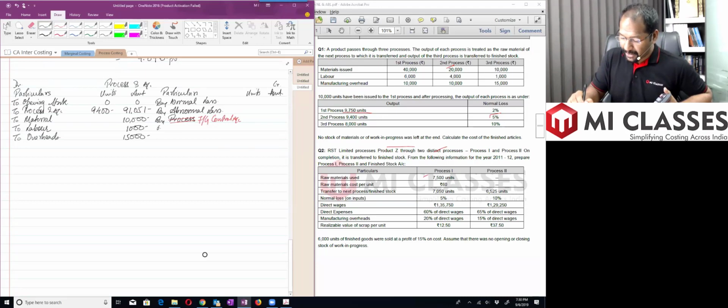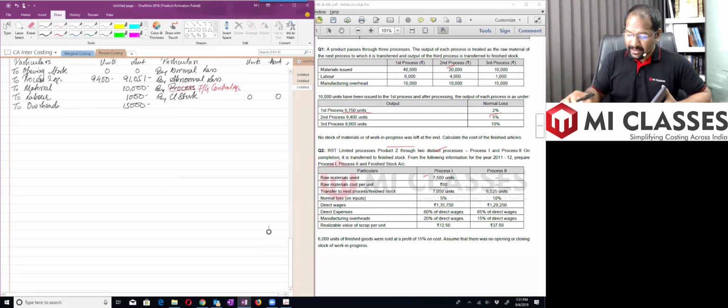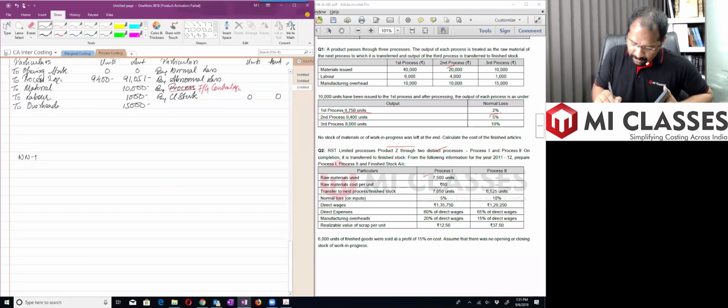Next one. By closing stock. Like we know, we don't have closing stock. As a habit, we should always write it. So normal loss, abnormal loss, we will calculate in our next working note. Working note number 1. All right. Working note number 1. What will we write? Computer analysis.